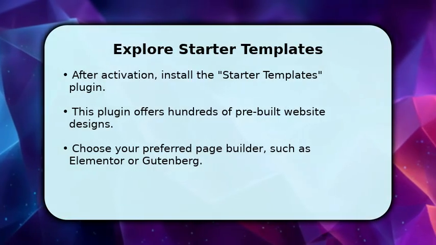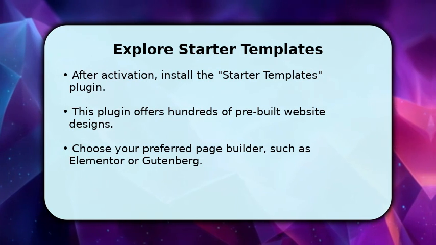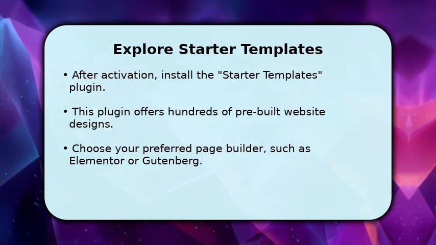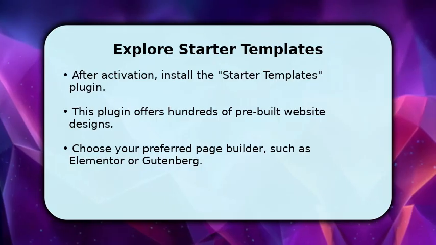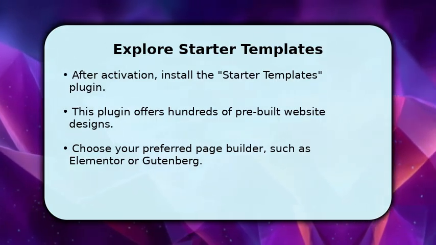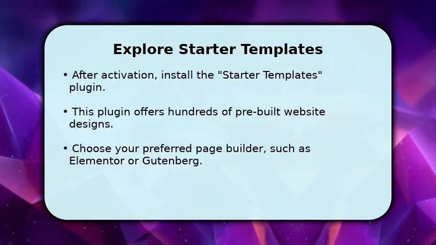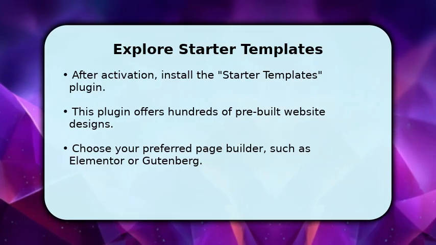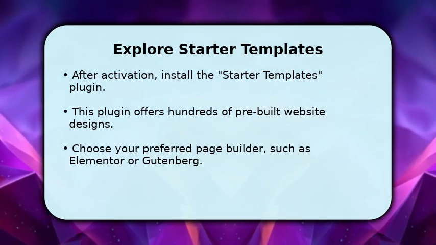Once Astra is active, you will likely see a prompt to install the Starter Templates plugin. This is highly recommended. This plugin provides access to hundreds of professionally designed, pre-built website templates. You can select your favorite page builder, like Elementor or Gutenberg, and then import a full website or specific pages with just one click. It saves a tremendous amount of time.